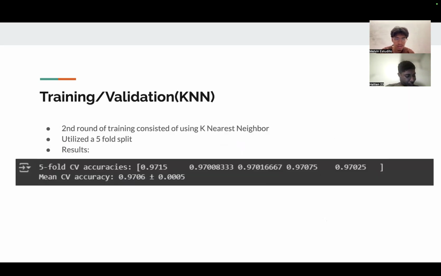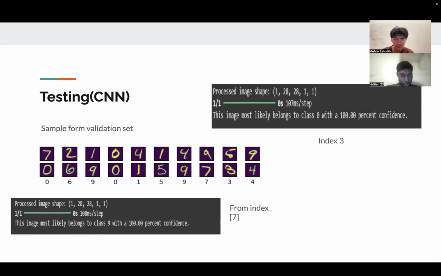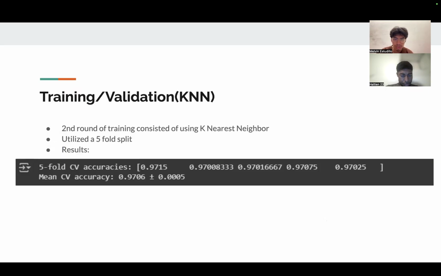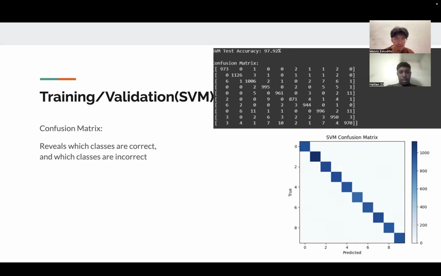And so, yeah, here we go to a second round of training using K nearest neighbors. We essentially use a five-fold split, and these were our accuracies. More or less, we had an accuracy of 97, just pretty good actually. Not much of a difference from the first training that we did, but yeah, it's pretty good. Stefan can explain more.